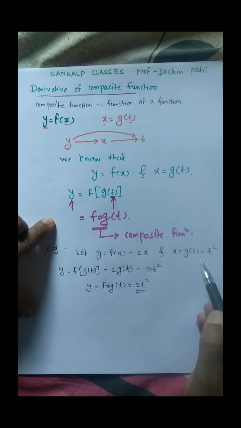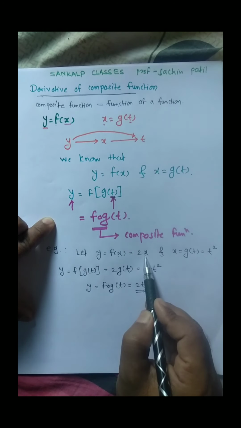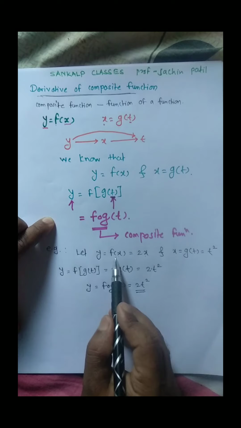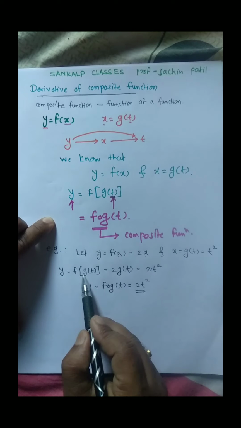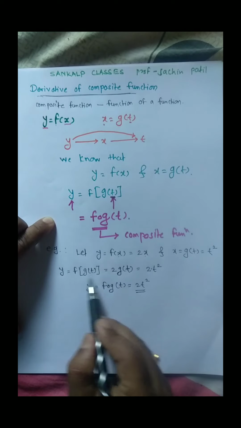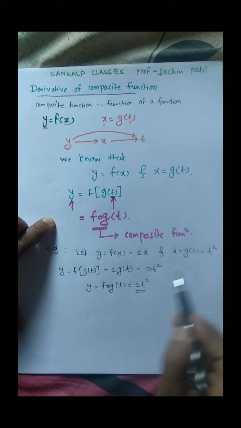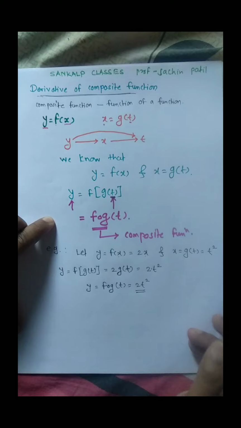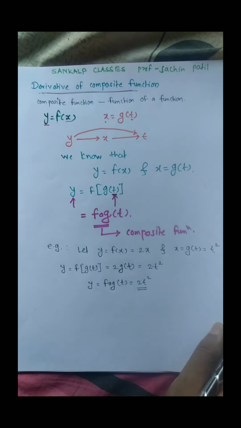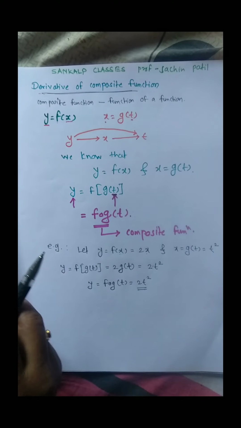For example, we considered y is equal to f of x is equal to 2x and x is equal to g of t is equal to t square. We first put x is equal to g of t inside the function, and you get 2 into g of t, because x is replaced by g of t, and g of t is nothing but t square. You get the idea of that. Okay, this is the composite function once again.